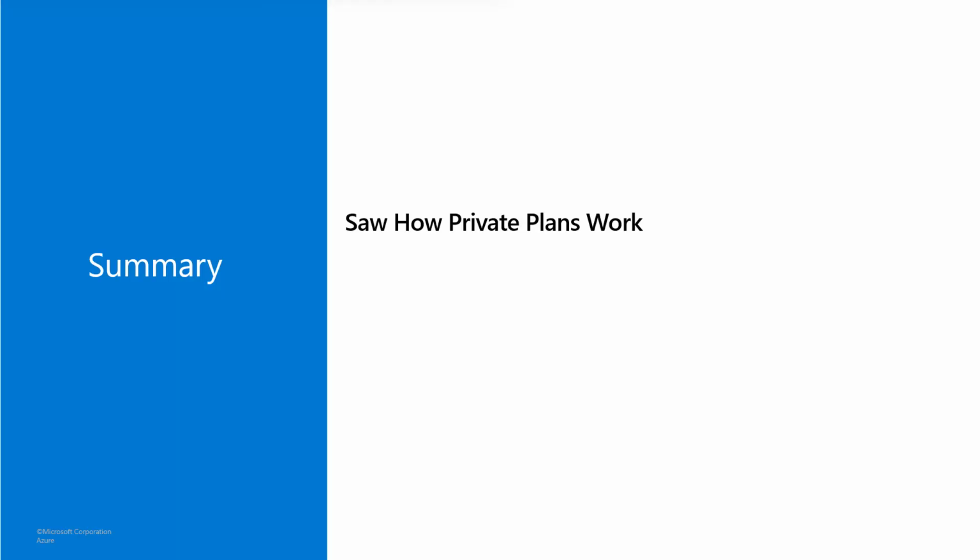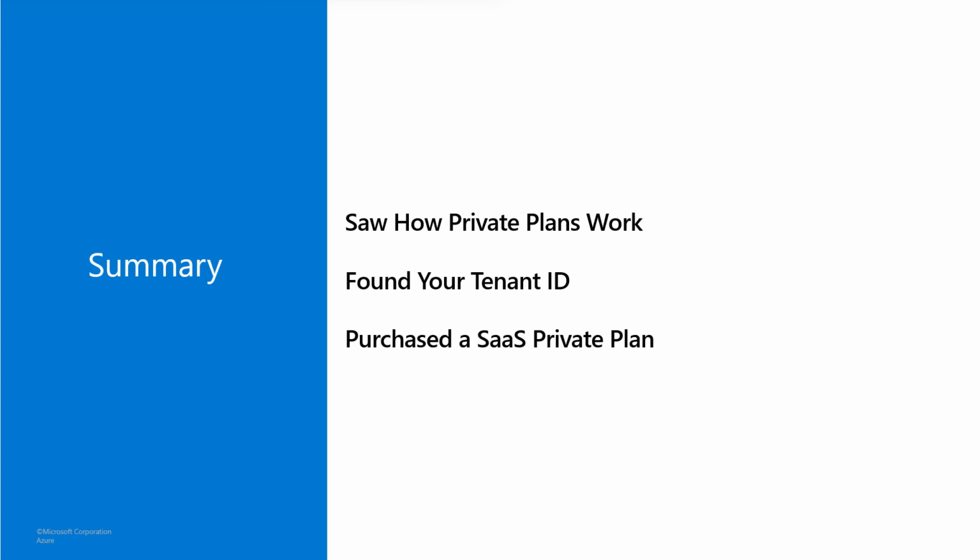So what did we discuss? We talked about the nature of private plans, what they are, and why we would want to use them. We talked about how to find our tenant ID so that we can pass it to our publisher or the company who is selling us the private plan that we are purchasing. And finally, we actually went through the process of buying a private plan, subscribing to it.